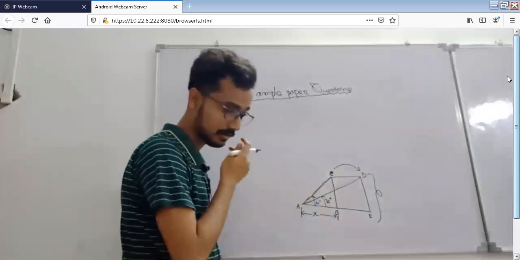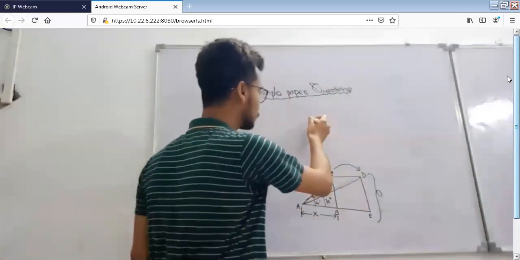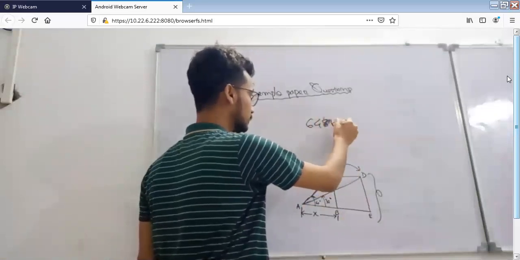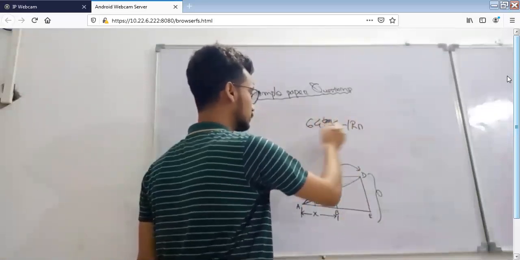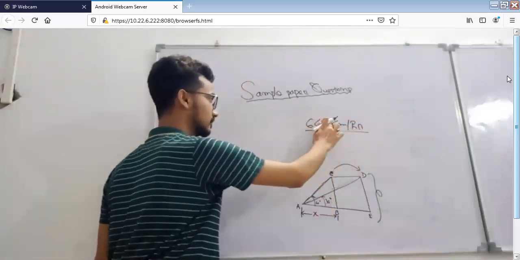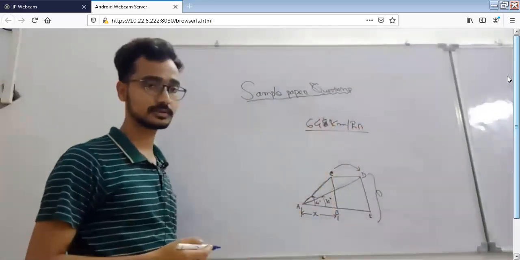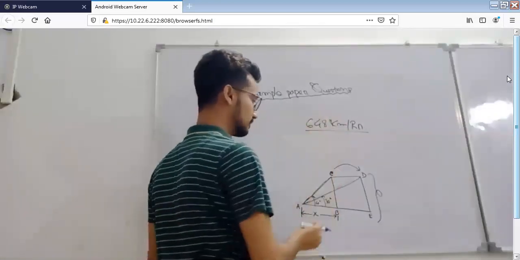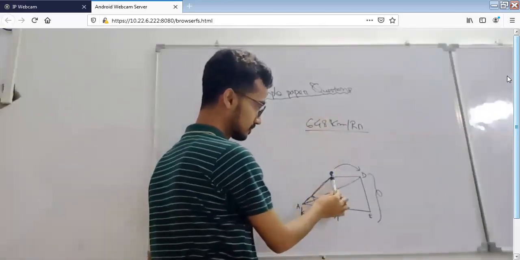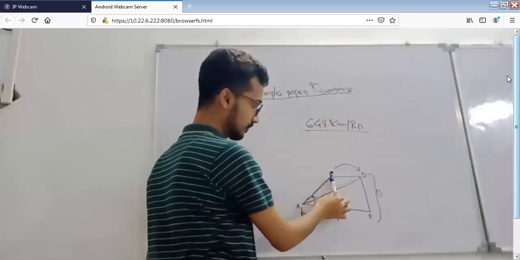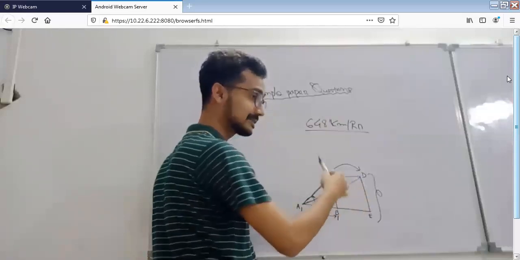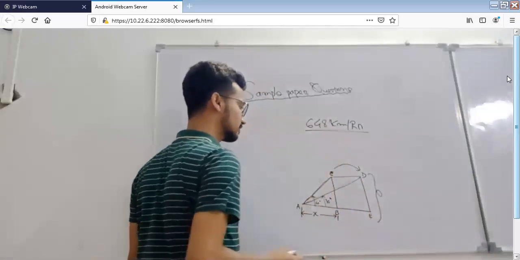The speed is also given here: 648 kilometers per hour. That means the jet fighter will fly from point C to D for 10 seconds with a speed of 648 kilometers per hour.